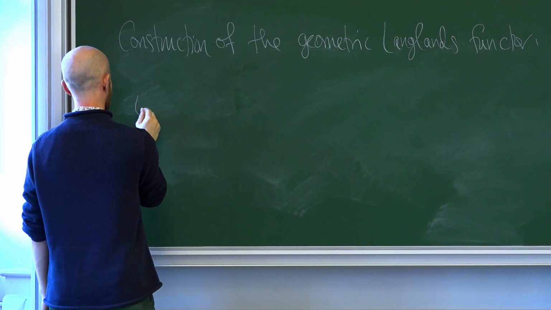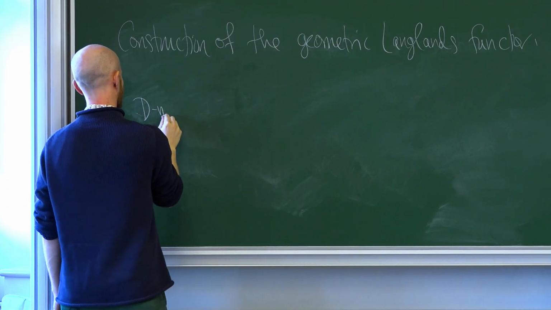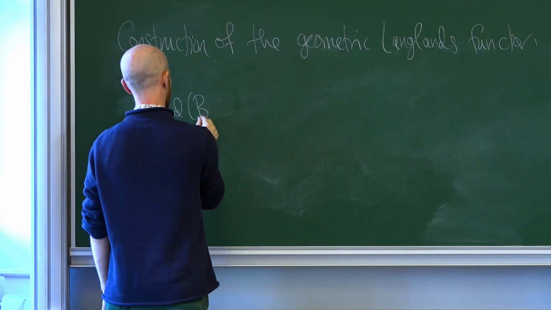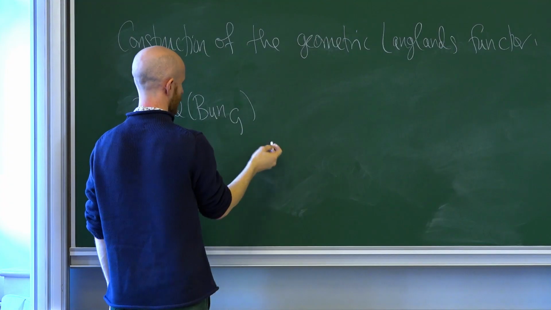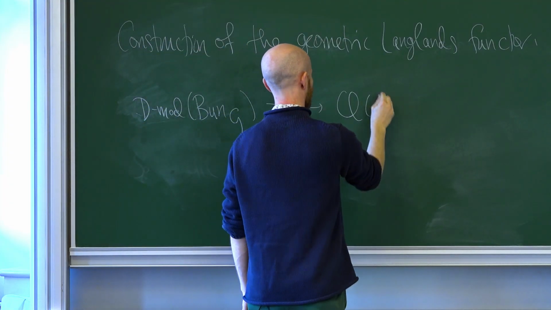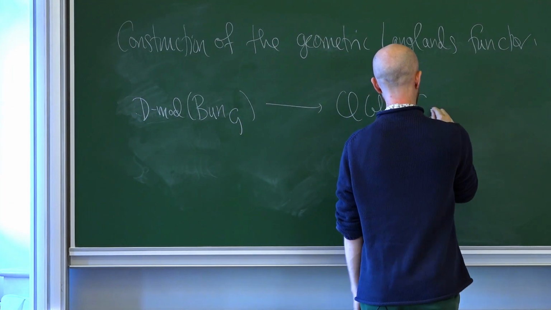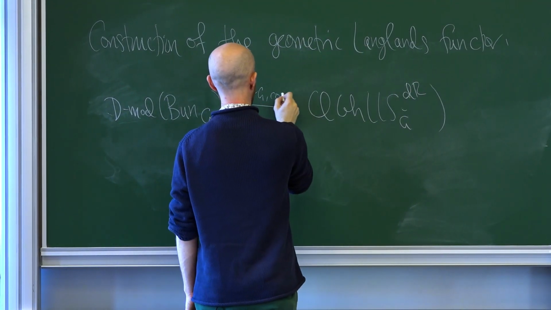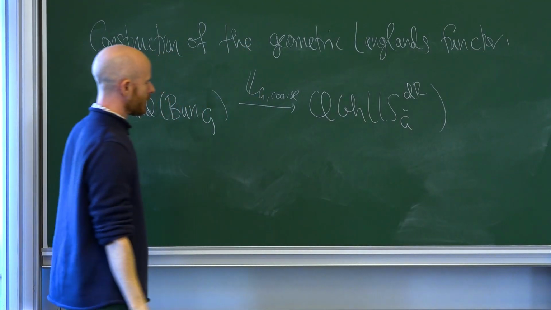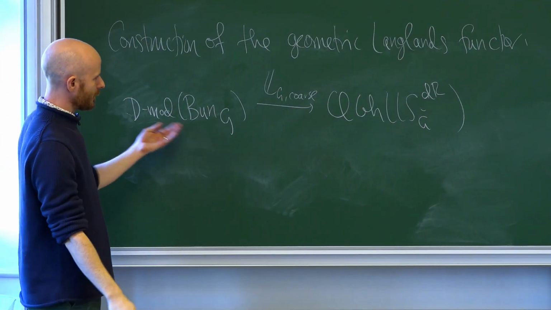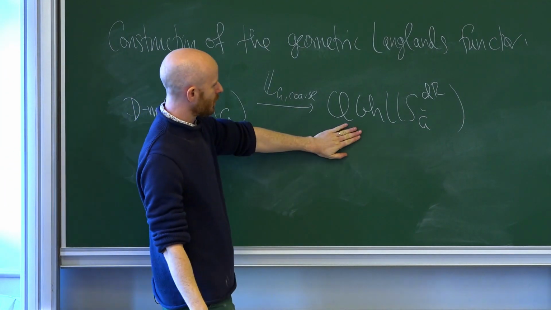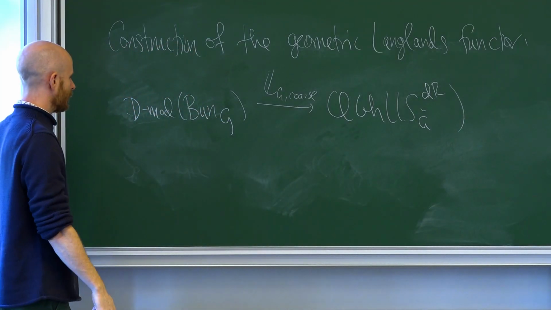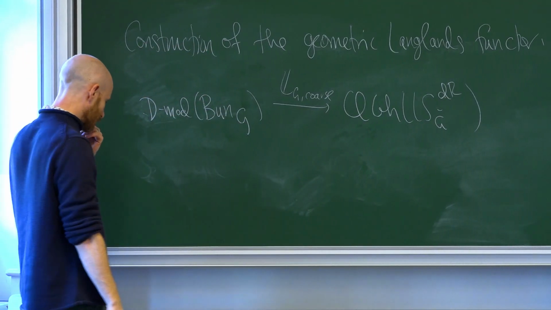The construction. First, we're going to give a functor, let's say in the D module world, from D modules on Bun G to QCoh of LocSys G check. And we call this the coarse Langlands functor. Coarse because it's not supposed to be an equivalence. It's supposed to have some kernel. This is this QCoh versus IndCoh business.